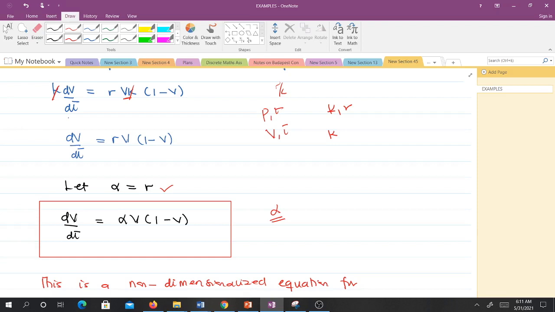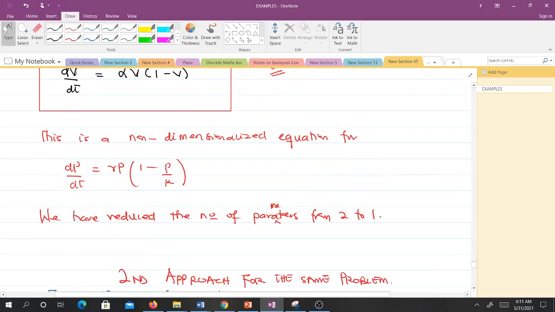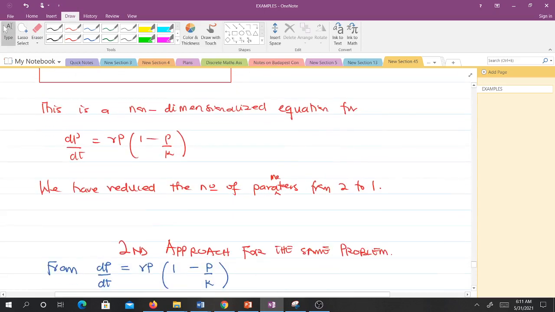So we can also use a different approach. I told you that when it comes to non-dimensionalization, we don't have any systematic procedure for doing that. Okay, so it's like a trial and error something. So there's a non-dimensionalized equation for the logistic model, and here we have reduced the number of parameters from 2 to 1. So as I said, we're going to use a second approach, which is going to take away all the parameters from it.